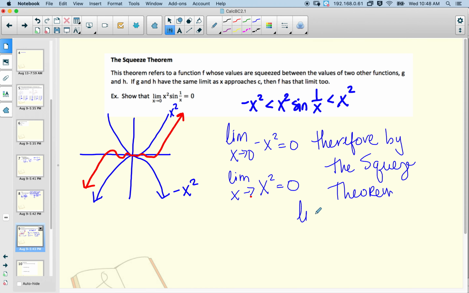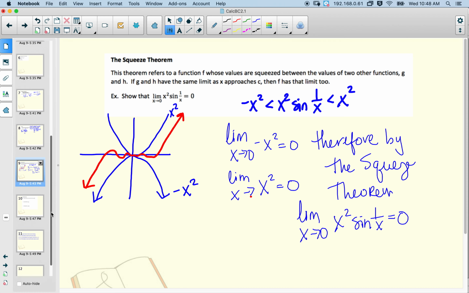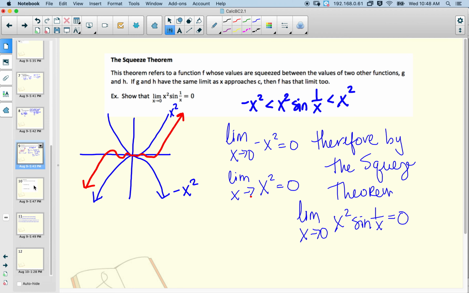The limit as x approaches 0 of x squared times sine of 1 over x is equal to 0. And you might be saying to yourself, how did you know to use x squared? Well, usually it's going to be a function where there's one component of the function that you know, and that's the component that we knew. And with practice, you'll get it. It doesn't show up a ton, but you'll get the hang of it.